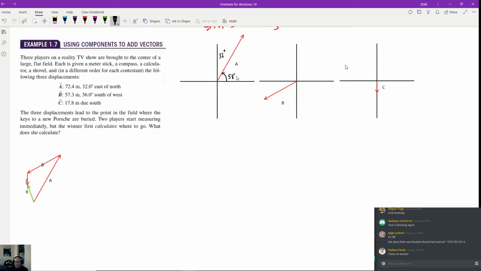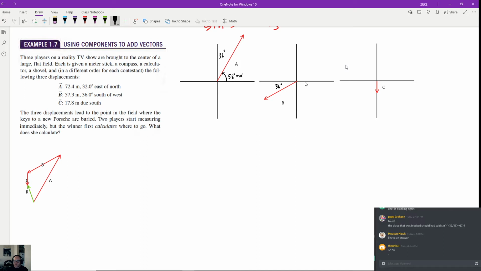That's the angle we're going to use. I'm going to call it alpha. Now, for B, I have two choices. What we know for B is that it's 57.3 meters long and 36 degrees south of west. So we know that this angle right here is 36 degrees. So we have two choices for what angle we want to use.